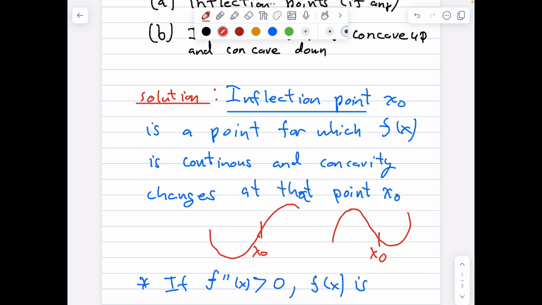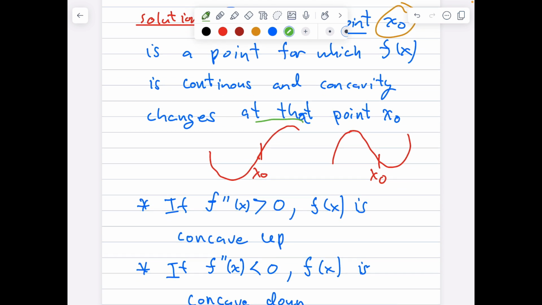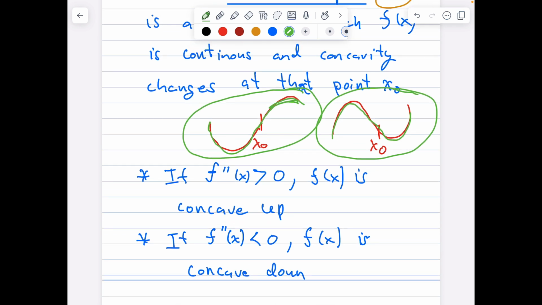An inflection point, I'm calling that x sub 0, is a point for which your function is continuous and the concavity changes at that point, x sub 0. So I drew a couple graphs here in red. For the first graph, your graph is concave up from left to right, and then going right at x naught, it's concave down. Likewise on this other graph, your graph is concave down, and at x sub 0, it becomes concave up. So that's what an inflection point looks like.